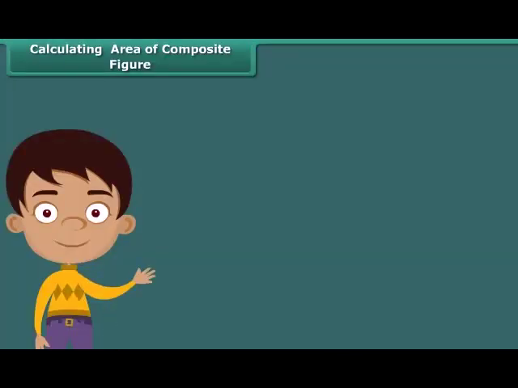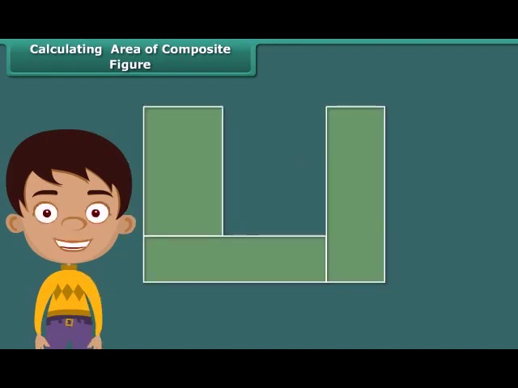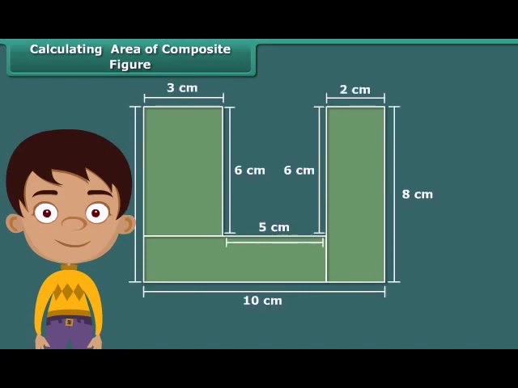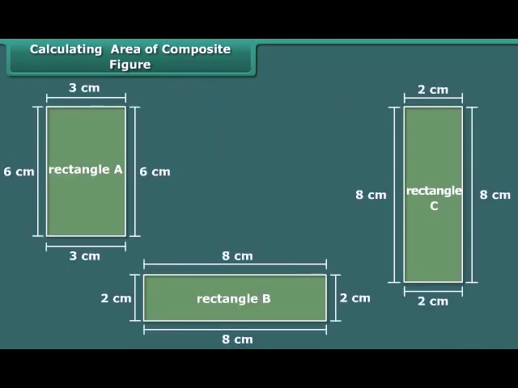Now that we have had enough practice, let us calculate the area of a shape that is made up of multiple rectangles. First, break the composite figure into individual rectangles. Calculate the area of each rectangle. Sum up the areas of all the rectangles to find the area of the composite figure.